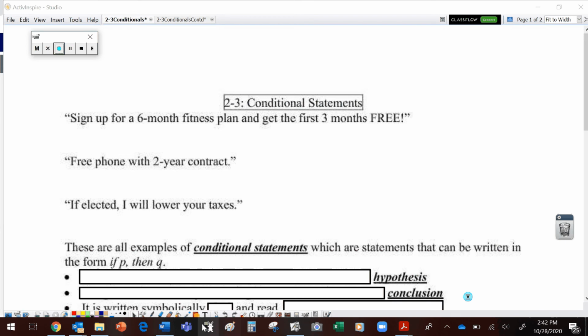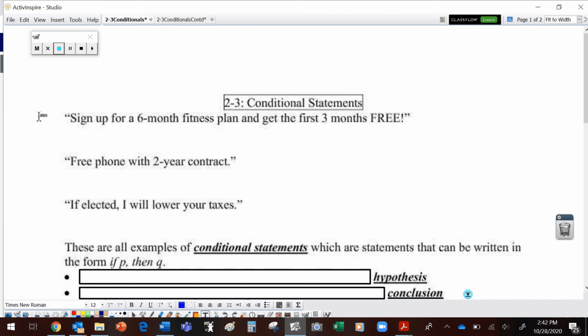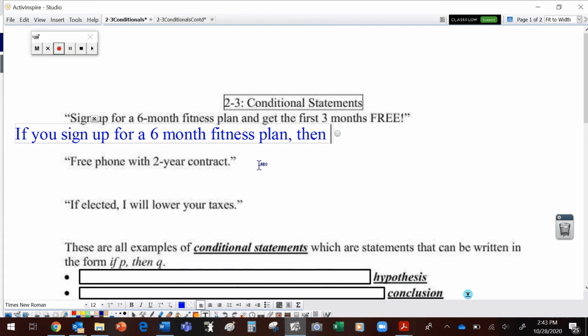So let's take a second and rewrite each of these in if-then form. The first one says, sign up for a 6-month fitness plan and get the first 3 months free. The condition that needs to be satisfied is if you sign up for a 6-month fitness plan, then, well, what happens if you sign up? Then you get the first 3 months free.